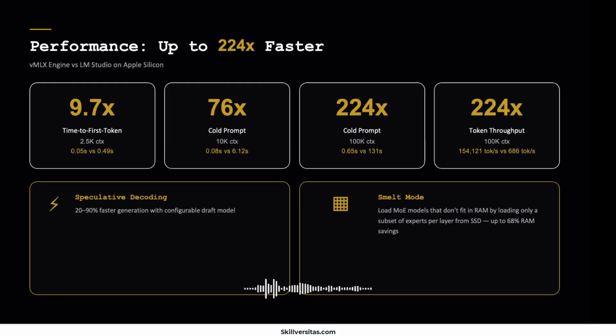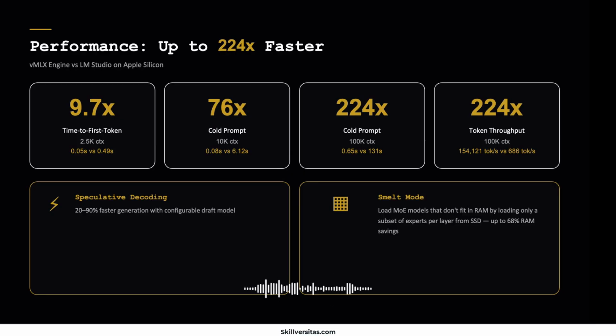Second, something called Smelt Mode. This is for mixture of experts models, those huge models that normally won't fit in your RAM. Smelt Mode only loads a subset of experts from your SSD layer by layer. You can save up to 68% of your memory. That means you can run models that would otherwise be impossible on a laptop.